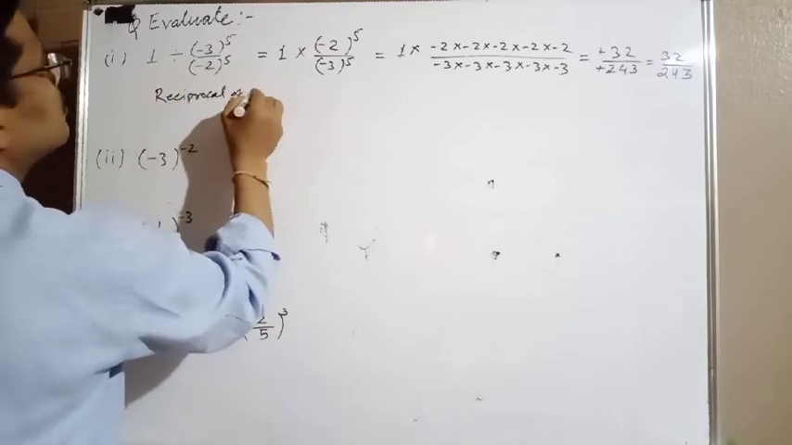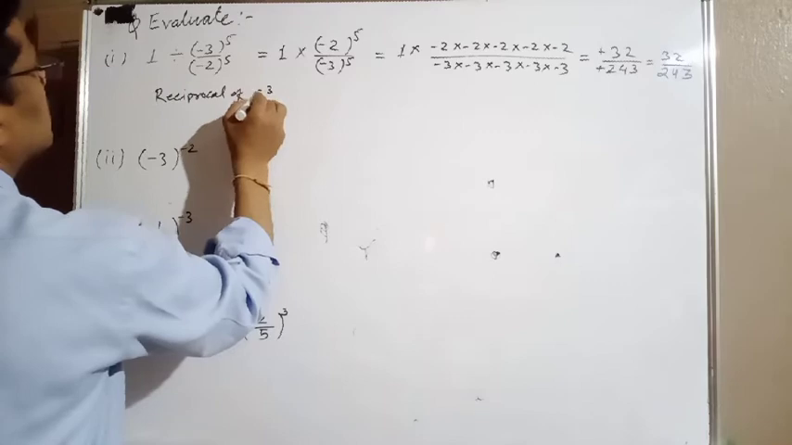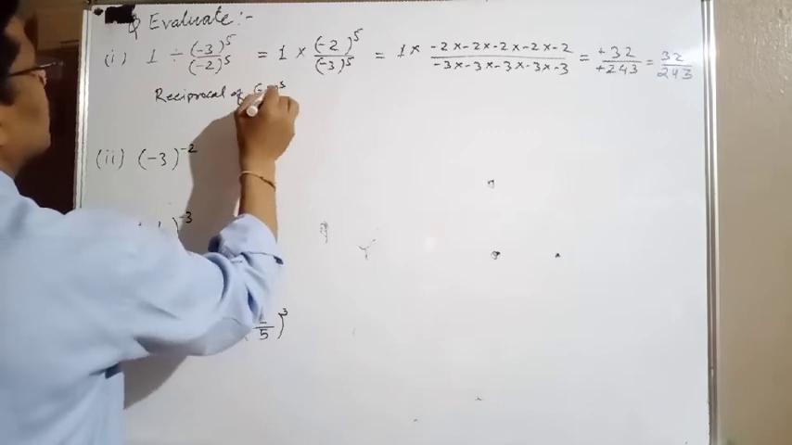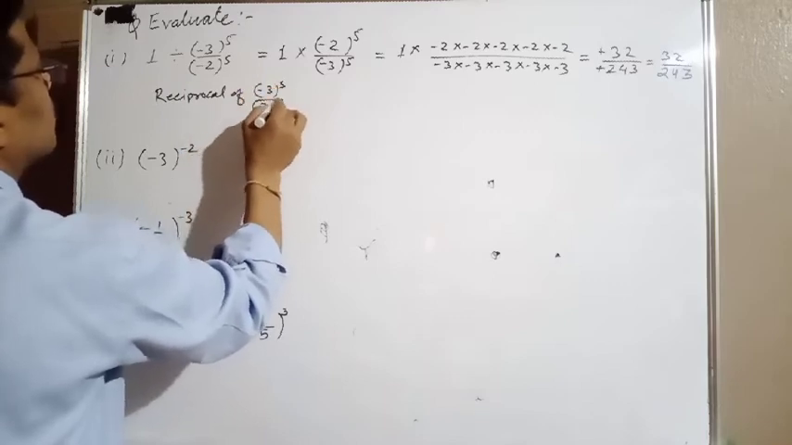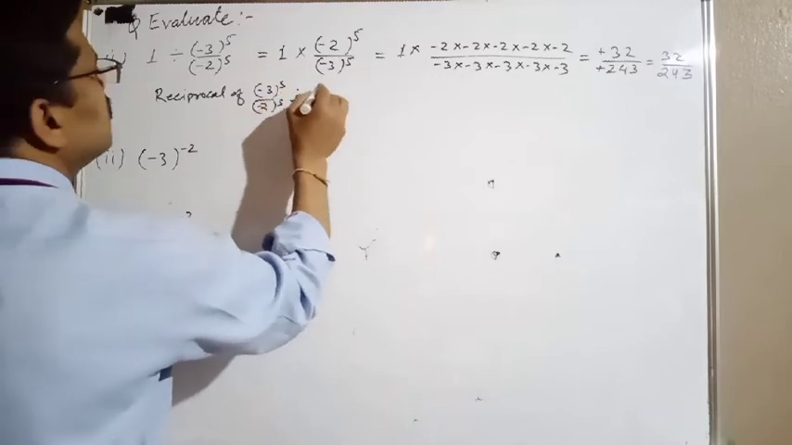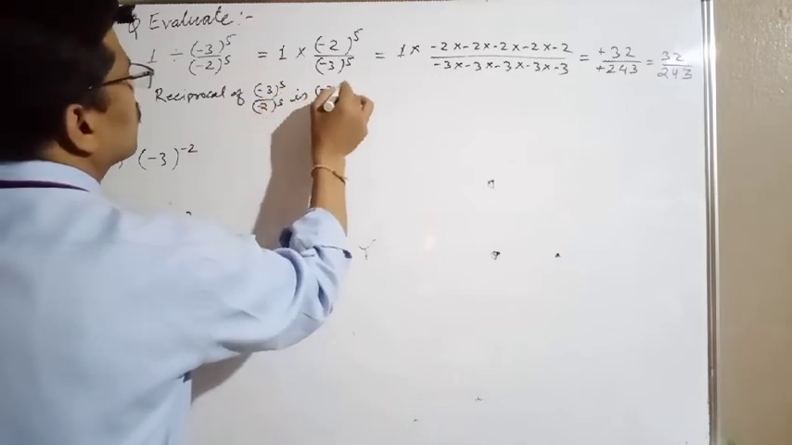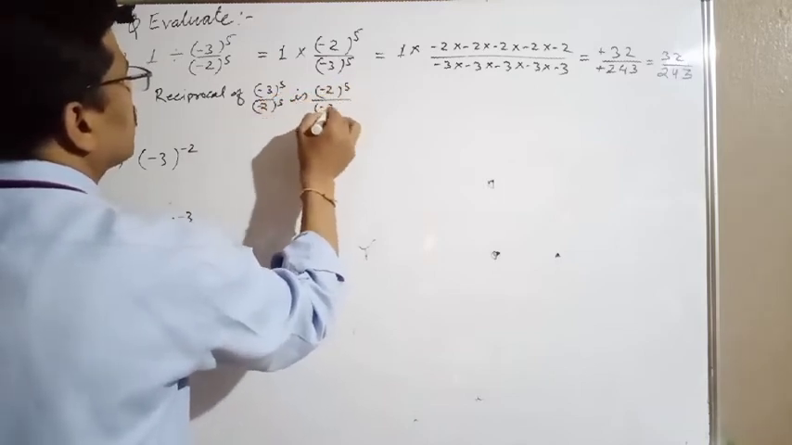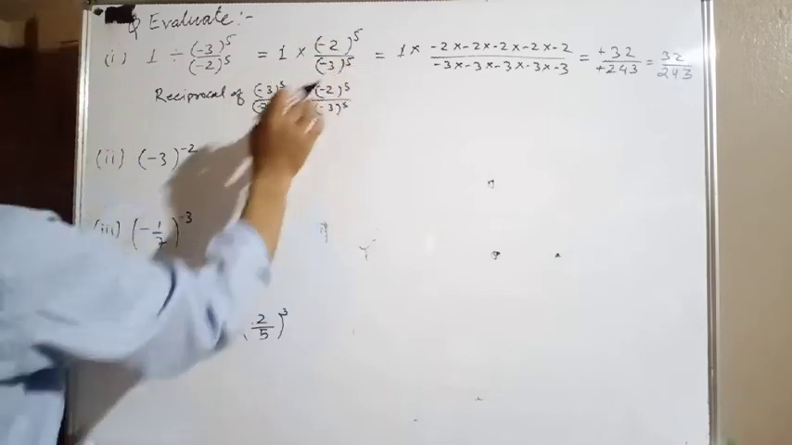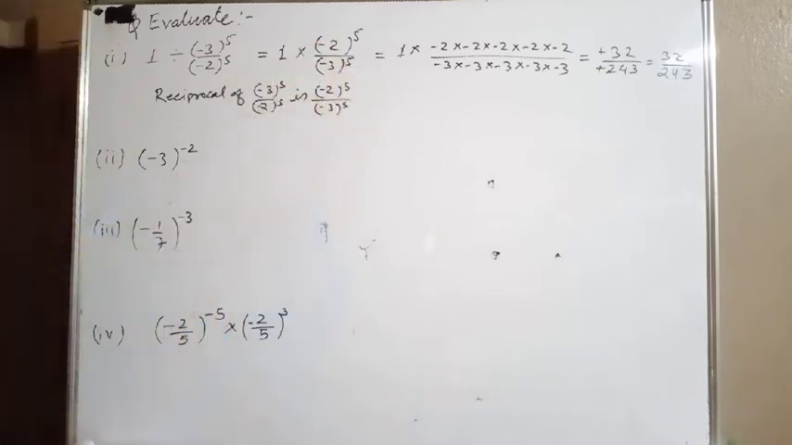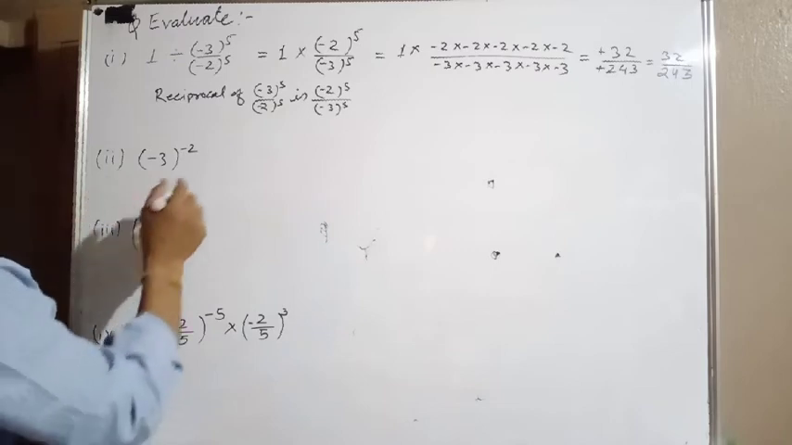Reciprocal of minus 3 power 5 upon minus 2 power 5 is minus 2 power 5 upon minus 3 power 5, after this step. Now here we have to simplify.